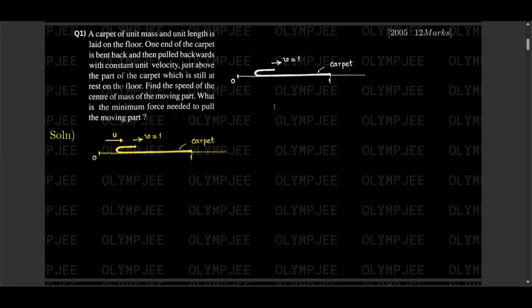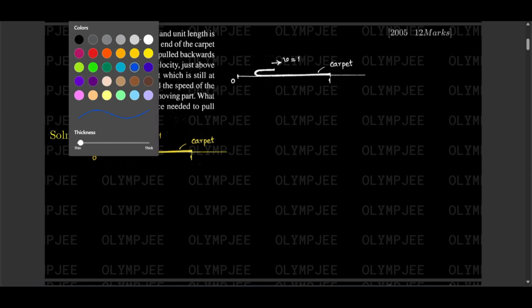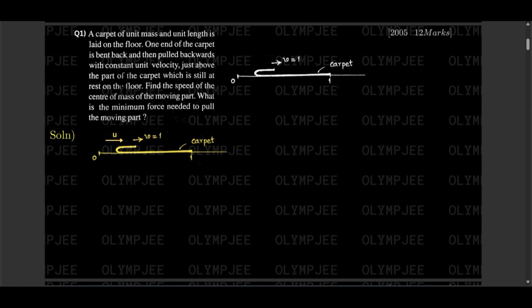So the first question is the best question from this chapter. It says that a carpet of unit mass and unit length is laid on the floor. One end of the carpet is bent back and pulled backwards with unit velocity, just above the part of the carpet that is still at rest on the floor. So we have to find the speed of the center of mass of the moving part and the minimum force needed to pull the moving part.